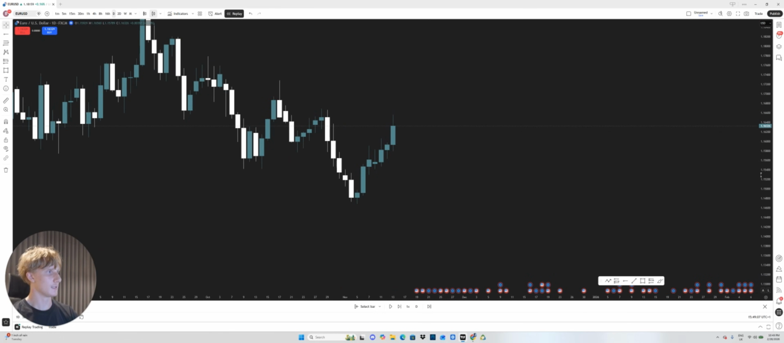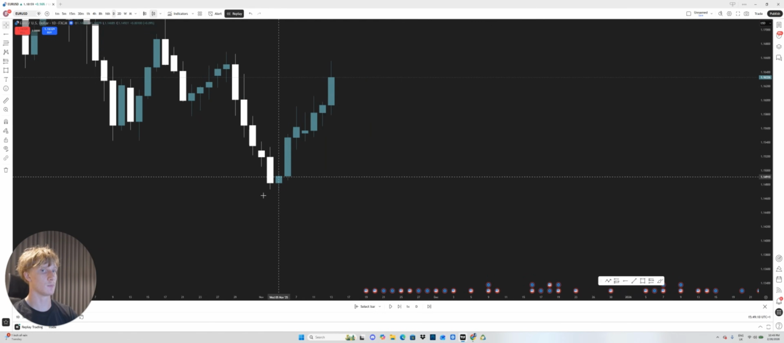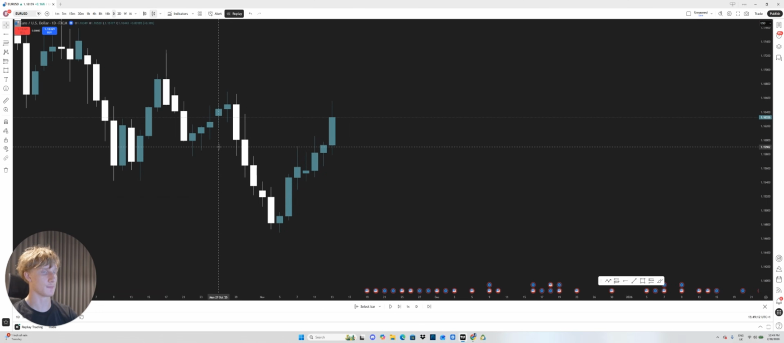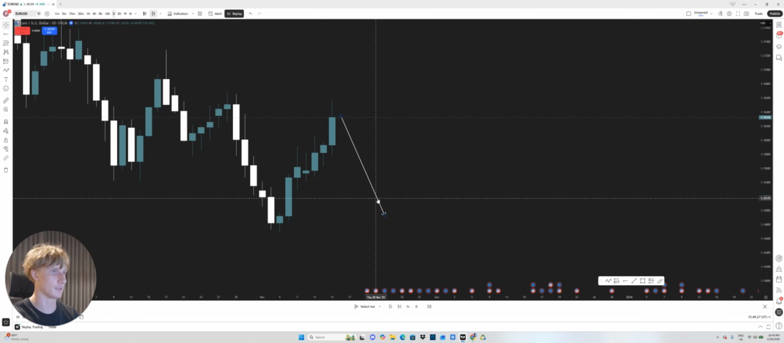Okay, so let's take a look at this example right here. Now, this would be a demand formation, because we can see that price was moving down and out of nowhere, clearly a bank or an institution has entered the market here, which pushes the market higher, which means next time that price comes down to this level, we are going to be looking to take buys.